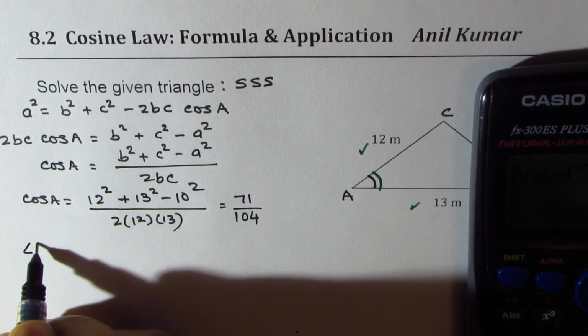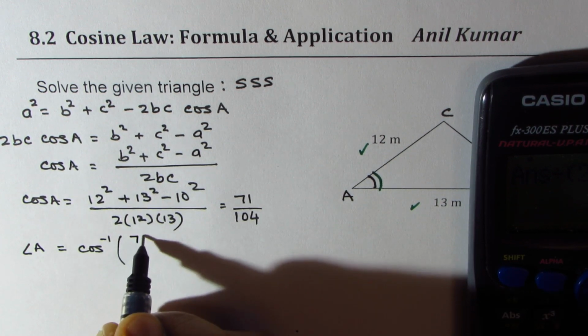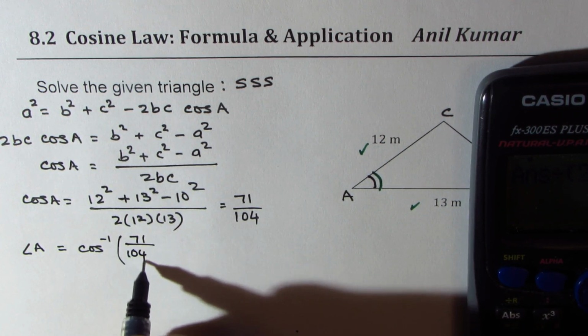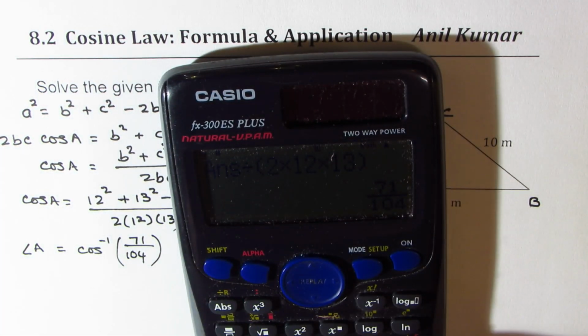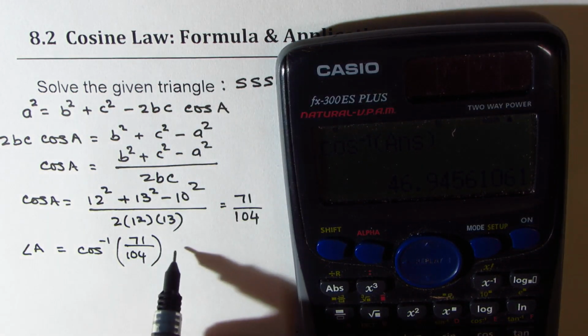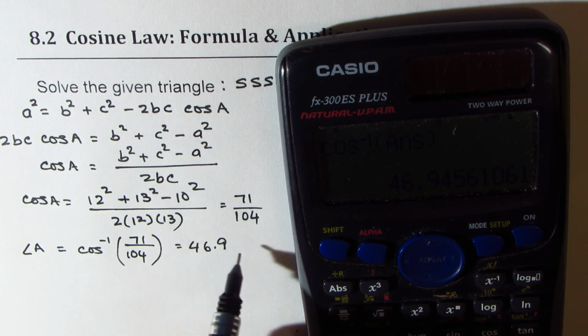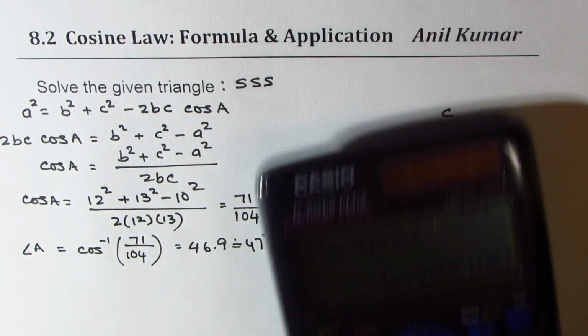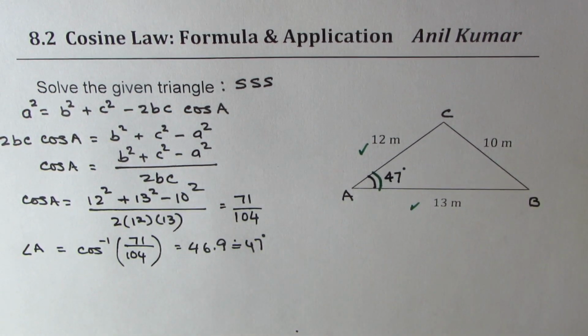So angle A is basically cos inverse of 71 over 104, right? So if I do cos inverse of my answer, I get 46.9, which I could round as 47 degrees, correct? So we got this angle as 47 degrees.